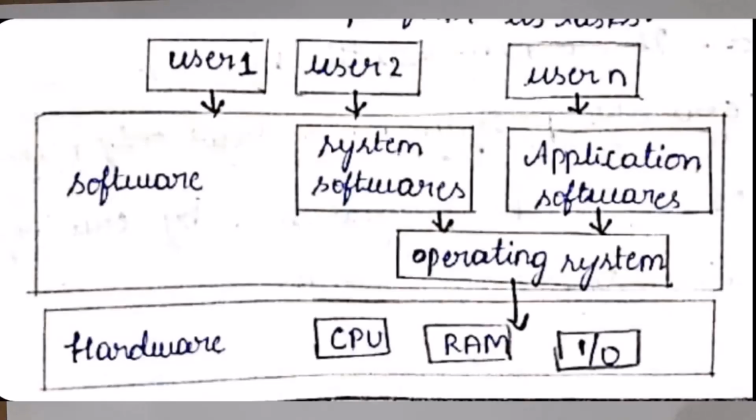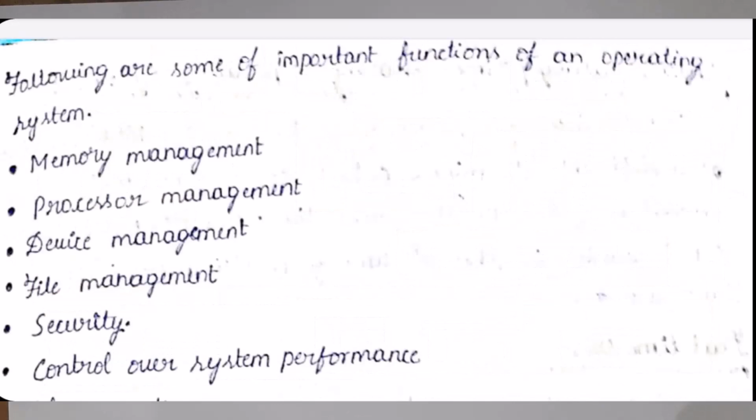In this diagram, for example, users want to access any software like system software or application software. These both are present in the operating system, and this operating system is connected to hardware, and this hardware contains CPU or RAM or any input and output devices. This is the diagram. These are some of the important functions of any operating system. First one is memory management. By using an operating system, we can perform memory management, and we can also perform processor management, device management, file management. The operating system also provides security, and is also used to control system performance. These are various functions provided by an operating system.